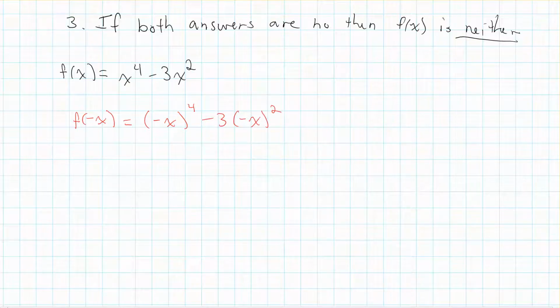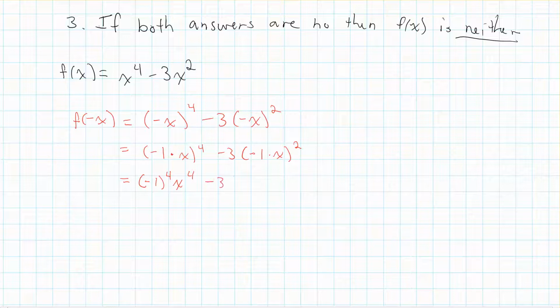Now this next line here is something that I don't always write down, but to really make sure you see all of this, I'm going to go ahead and do this. So you could write this as negative 1 times x to the fourth power minus 3 times negative 1 times x to the second power. And then properties of exponents says this would be negative 1 to the fourth times x to the fourth minus 3 times negative 1 squared times x squared. That's just properties of exponents.